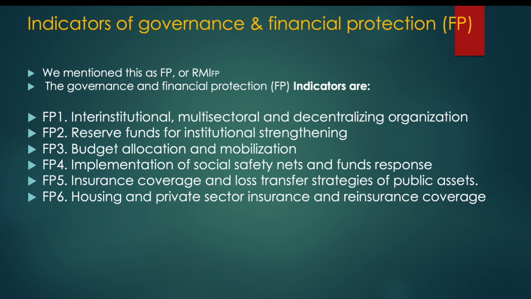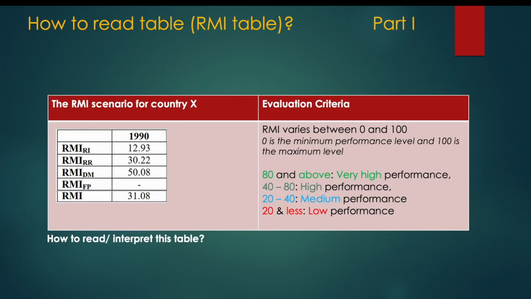indicators, and on the basis of these indicators and their evaluation methodology, as we discussed in the estimation phase, the final tables are prepared. This is a hypothetical table for country X. And here on the right hand side, the evaluation criteria, we can see that 80 and above is very high performance, 40 to 80 means high performance, 20 to 40 means medium performance, and 20 or less is low performance for a country.